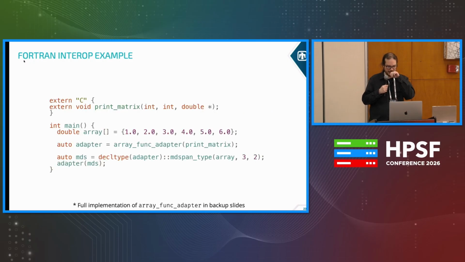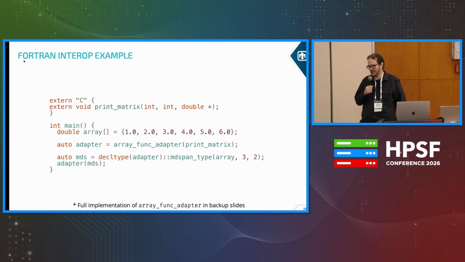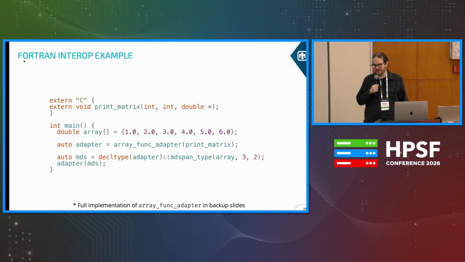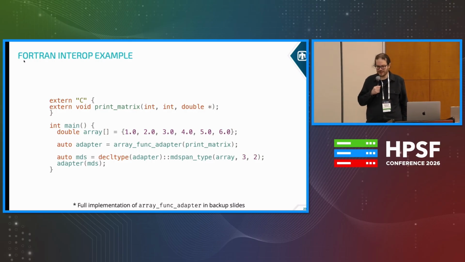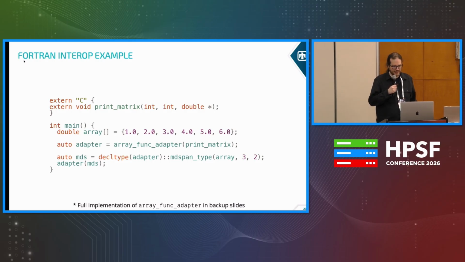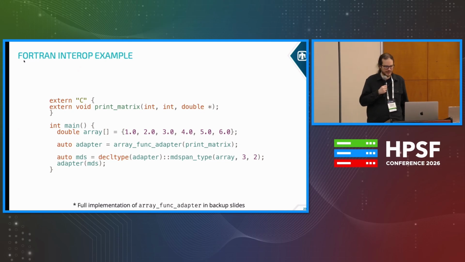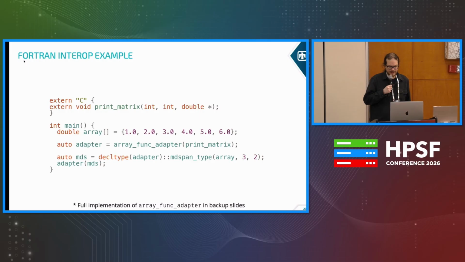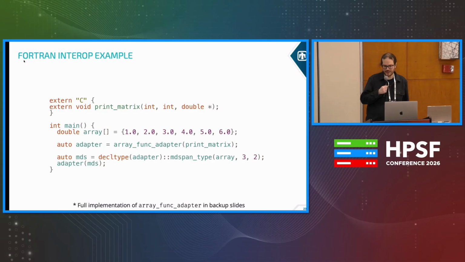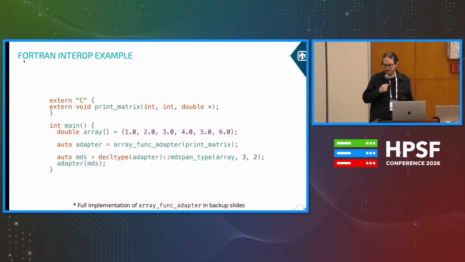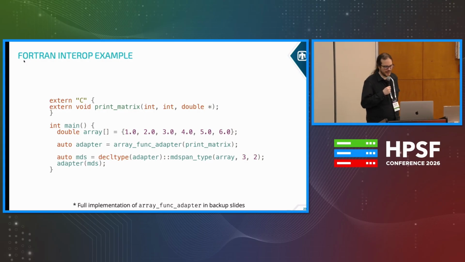On the C++ side, we have to define our extern C block, and then the signature that is supposed to match the Fortran side. Underneath it, we have our main function, and I've created this adapter called ArrayFunc adapter. I'm not going to go into the details of how it's implemented, but it is on the back of the slide if you're curious after the talk.